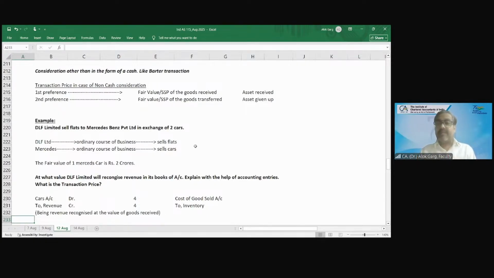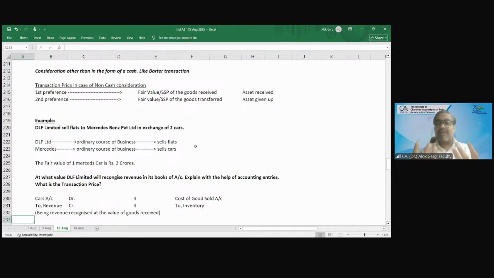What happens if the fair value of the goods and services is not known? Then the fair value of the asset given up will become your transaction price. But always the first preference is the fair value of the goods and services collected, right?